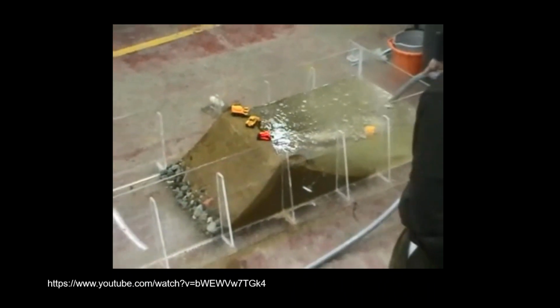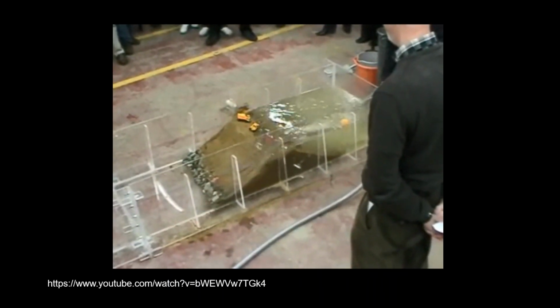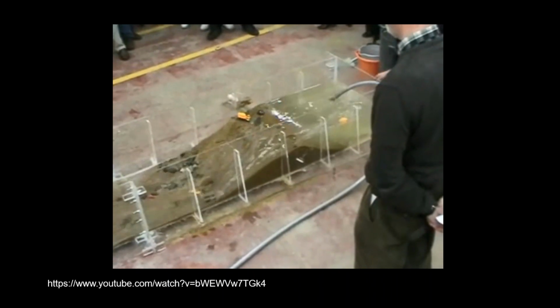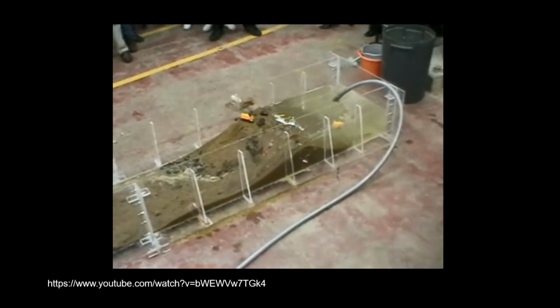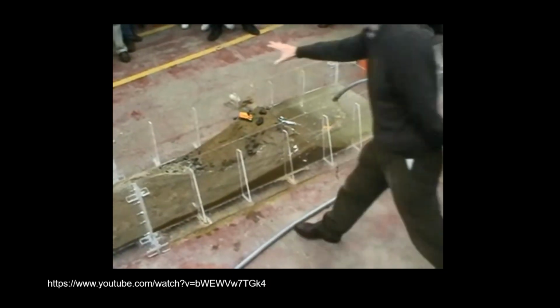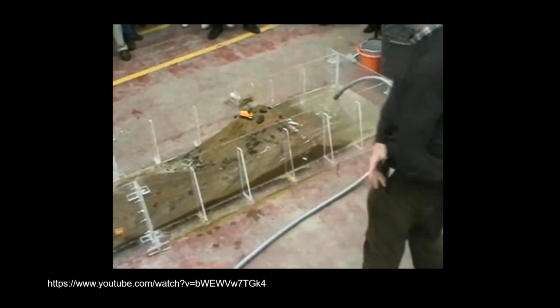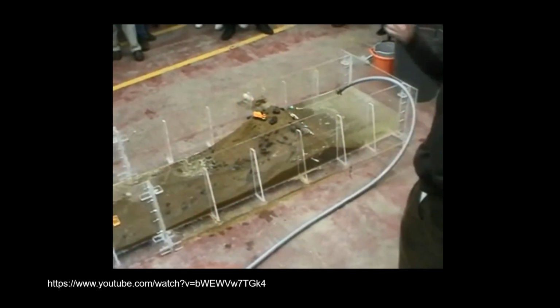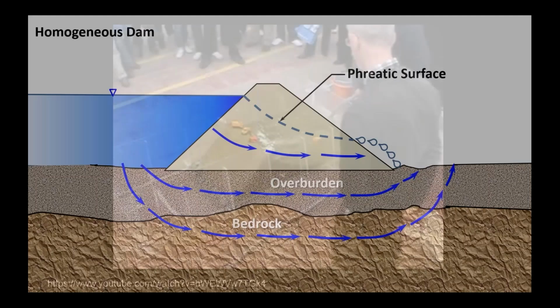Now we have a completely saturated embankment. In fact, we have a wet zone with water seeping out of the downstream slope, and you can see that it affected the structural integrity of the embankment. As that embankment, this particular homogeneous earth embankment, became saturated, the strength of the embankment changed, and we had a pretty classic slope failure there. That was not a piping failure, that was a slope failure because of the saturated embankment.